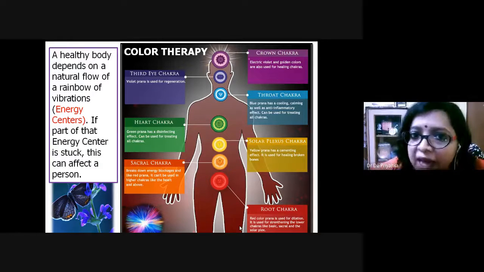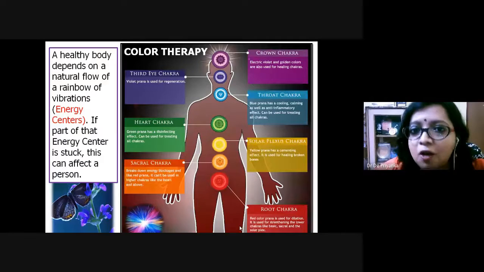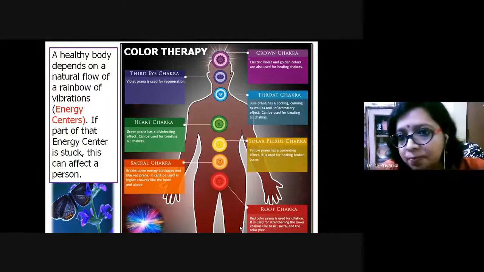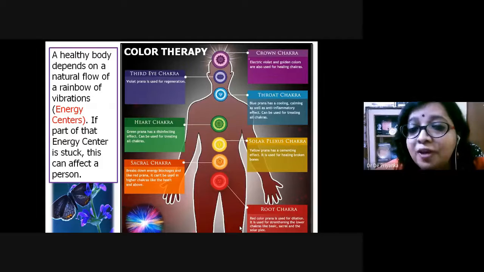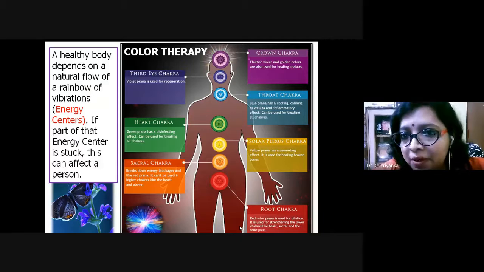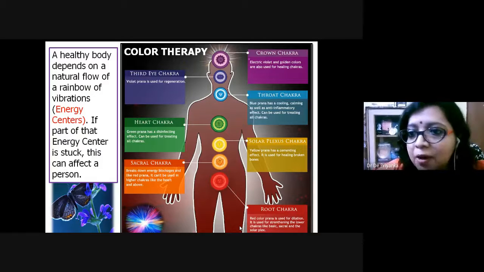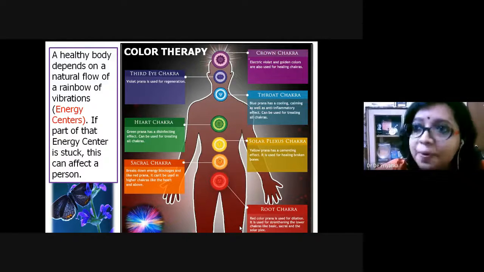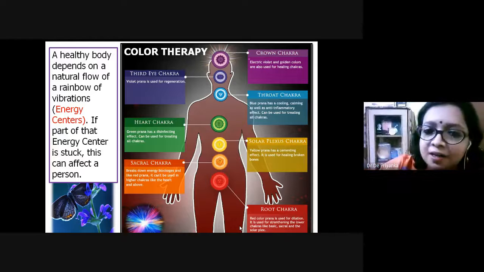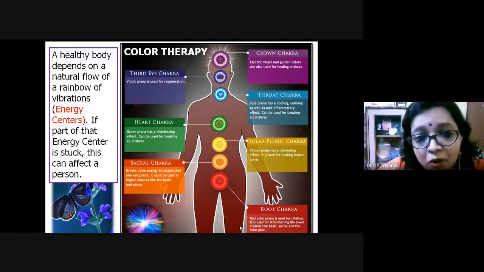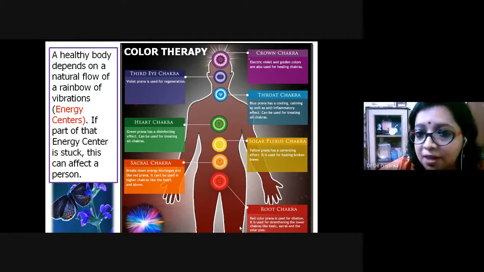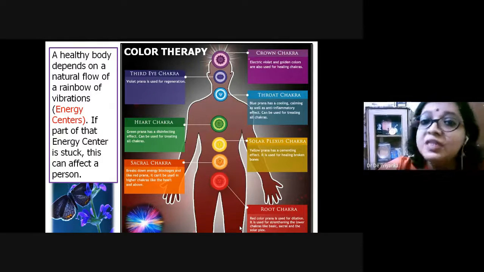So a healthy status of the body depends upon the natural free flow of energy. There are multiple energy centers, please remember, of which I have told you about the 7 which are considered the major chakras, major energy centers. If any part of these energy chakras gets stuck, then the particular organs, the particular nerve which is there will be in pain. And so in order to alleviate the pain, you need to reset the chakra.